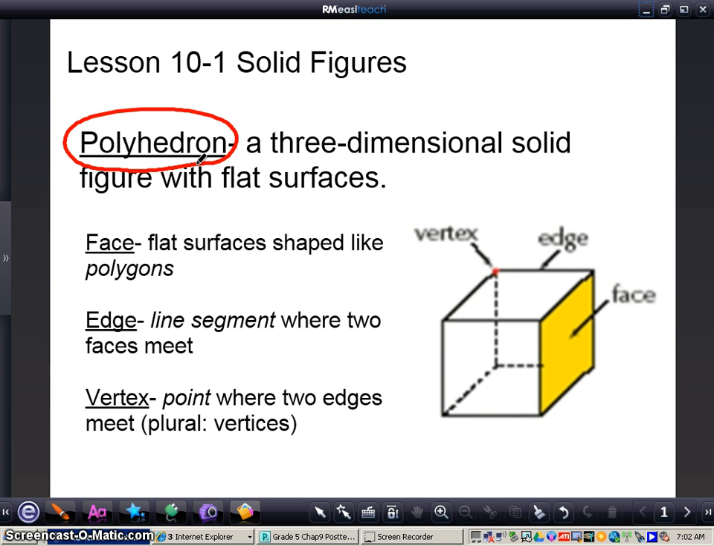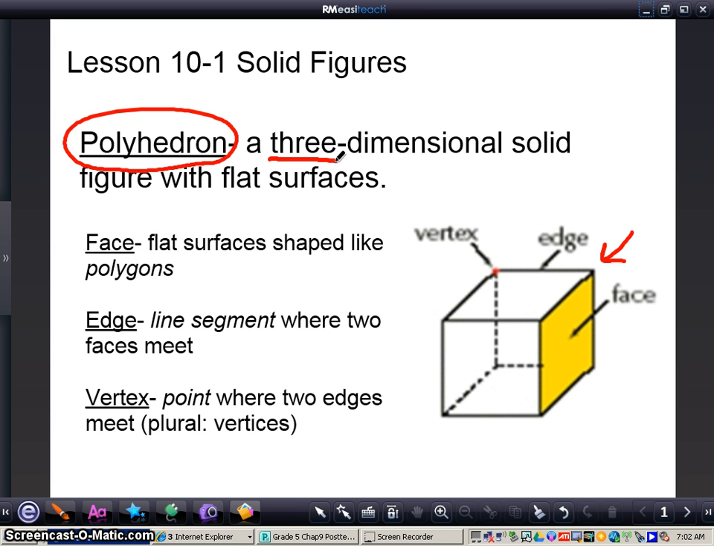Okay, and what that is, that's a three-dimensional solid figure with flat surfaces. So you can see the example of the cube that we have right here. That's a three-dimensional solid figure, and you can see that every part of that shape has a flat surface. So that would be classified as a polyhedron. Now this is a little bit different from a polygon, and that polygons were two-dimensional. A polyhedron is three-dimensional. So think about these as figures that you can actually hold in your hand and things like that.